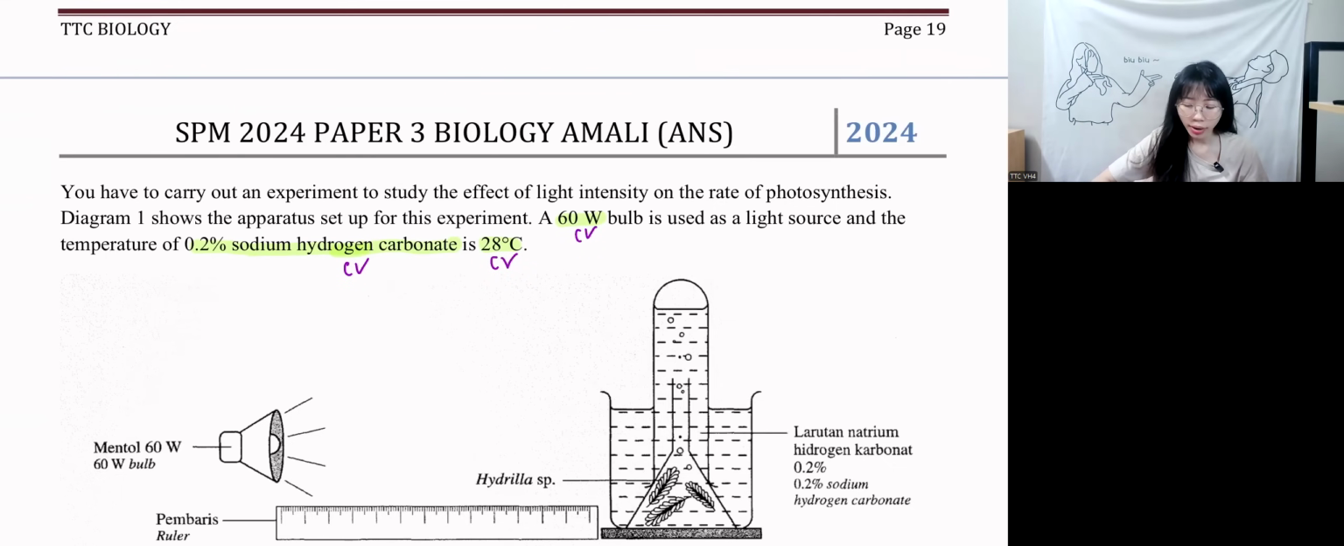What is your manipulated variable and responding variable? Light intensity, rate of photosynthesis. This is not about light bulb, this is about distance. So this is your manipulated variable. This is your responding variable, operational responding variable. Because rate of photosynthesis is the one we learn in textbook. Your responding variable is supposed to be bubble release.